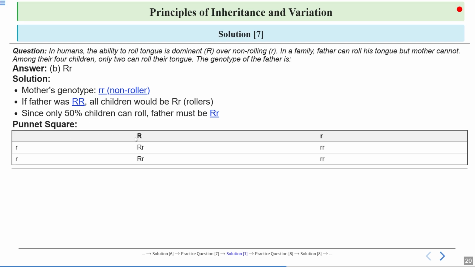So you can make a Punnett square. This is the gamete produced by the female, because the female is small r, small r. The male will produce 2 kinds of gametes: half of the gametes will have capital R, half will have small r. Now you can make a Punnett square, and after analyzing it, you can see that only 2 can roll their tongue. Clear? So you get capital R, small r, capital R, small r, and small r, small r twice. 2 of them can roll the tongue, 2 of them cannot. So 50% of the children can roll the tongue, 50% cannot. And this is because the male will be capital R and small r.